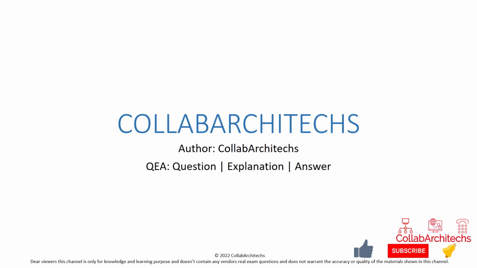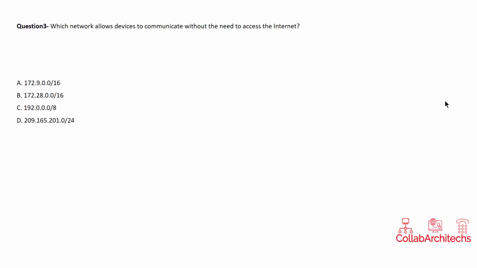Thank you. Now let's see what this Cisco CCNA routing switching question is asking about. Which network allows devices to communicate without the need to access the internet? So four network addresses have been given.